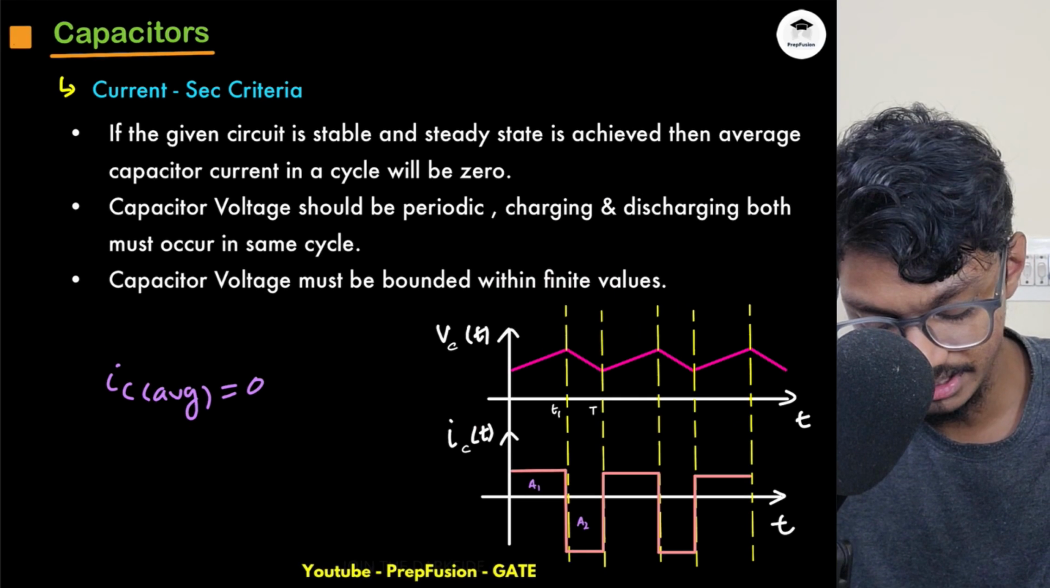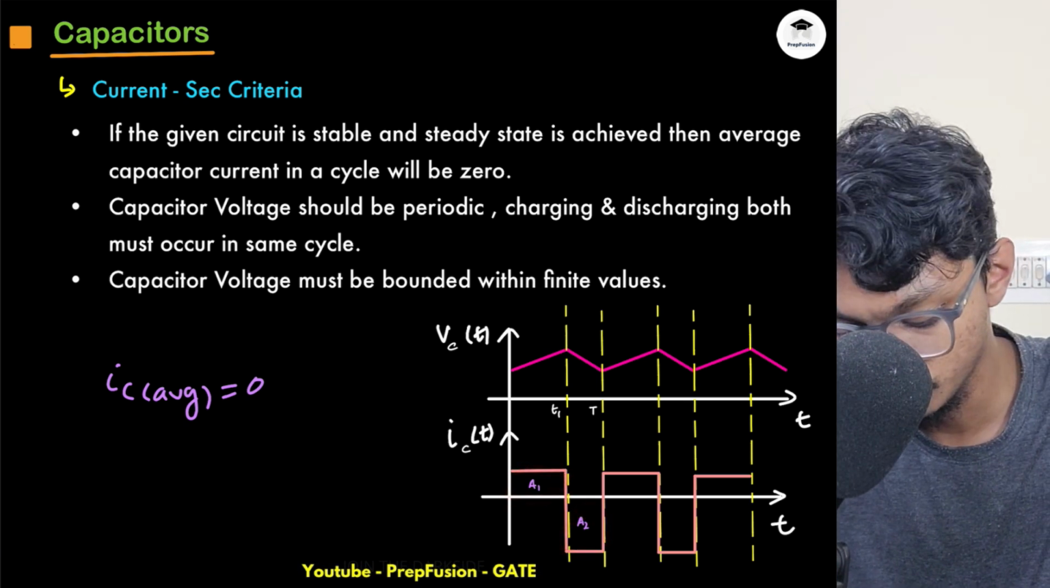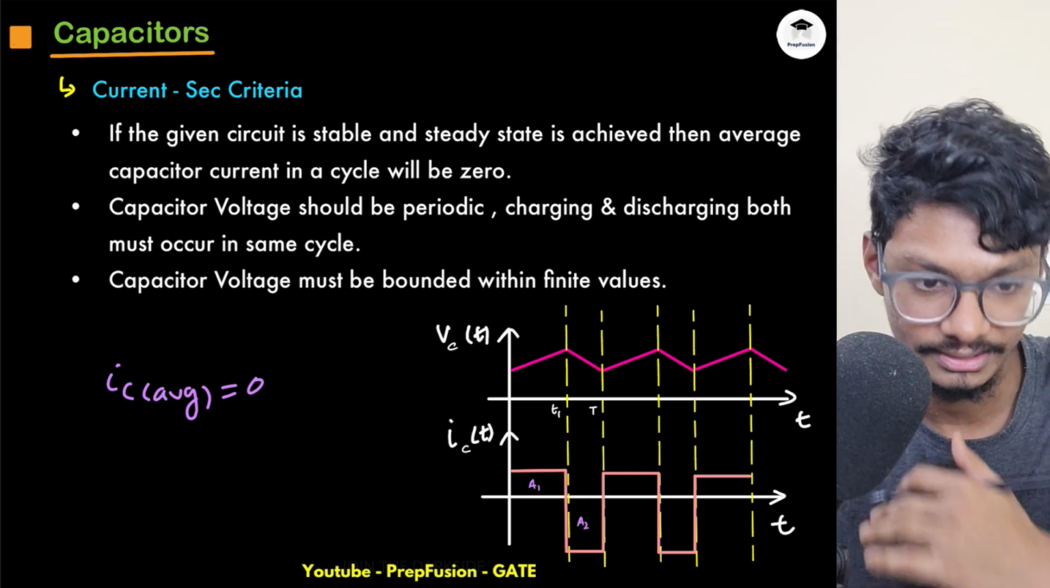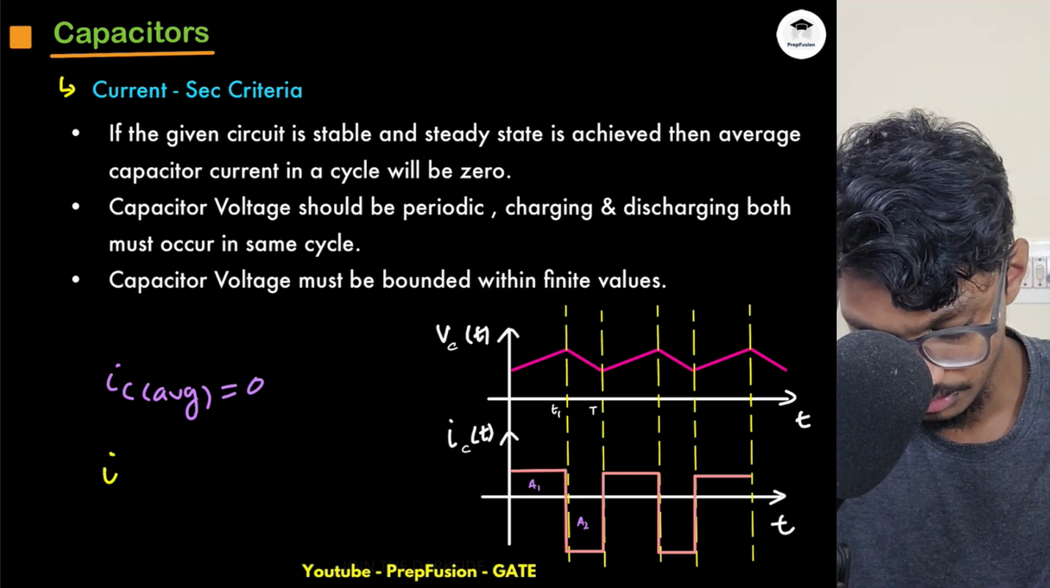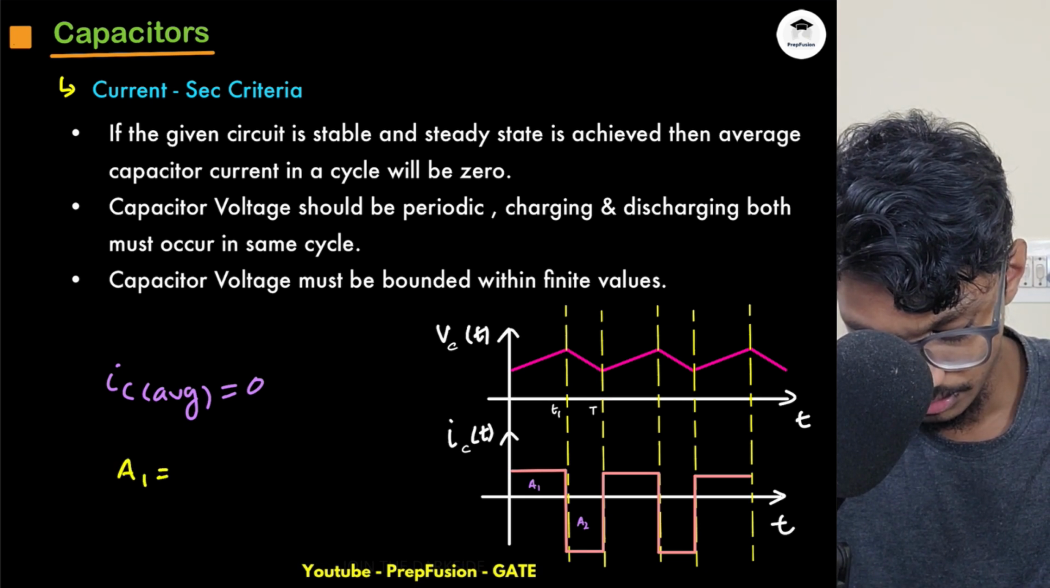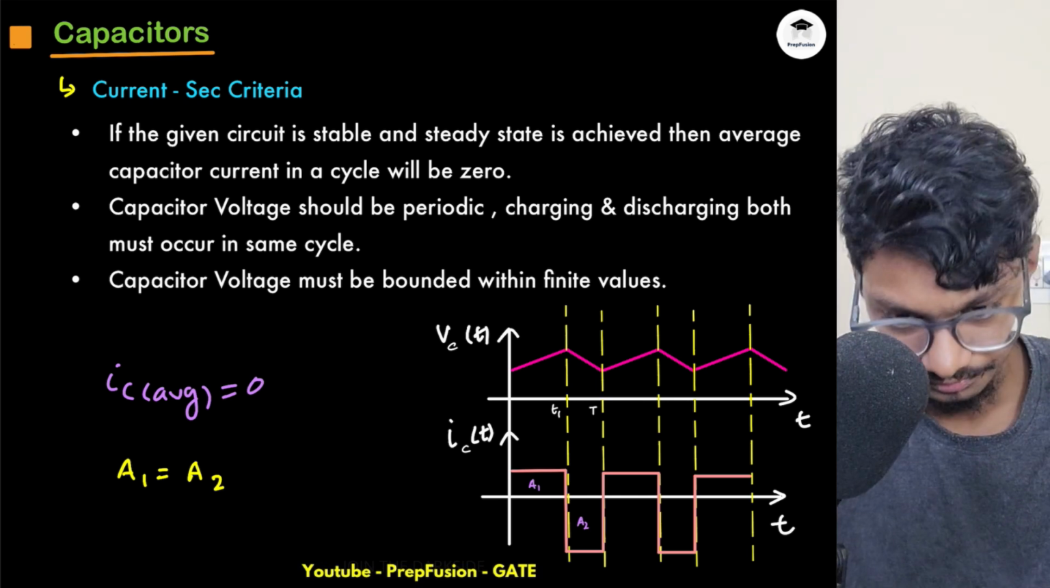And if the average current is 0, that means whatever area I have contributed here, positive and negative area, both will be 0, both will be equal, and only then this average current will be 0. Hence IC average is 0, that is A1 equals A2. Okay, A1 is equal to A2.